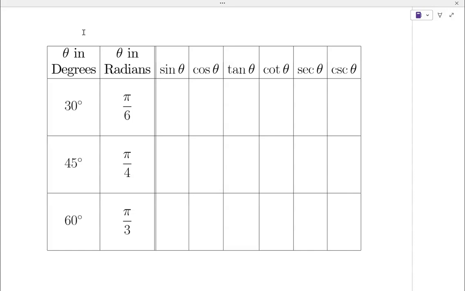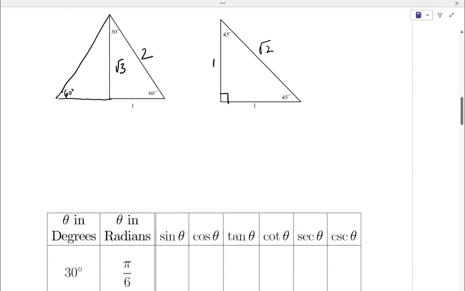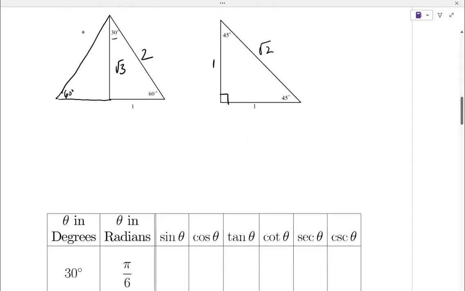Anyway, let's go through this now. Let's fill out the first row to start with. Let's just do 30 degrees across. Going back up to my triangle, if I want sine of 30, I need to look at that angle up here at the top. What do you get for sine of 30 degrees? Yeah, 1 over 2, a half there. Opposite over hypotenuse there.